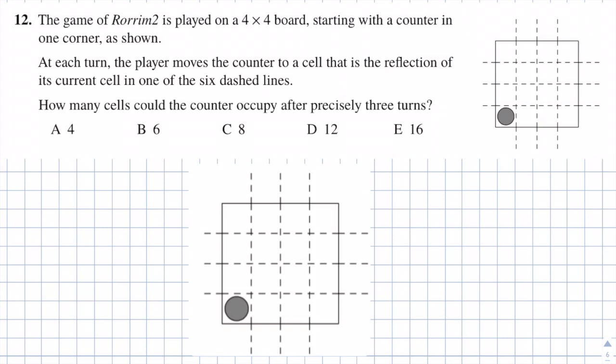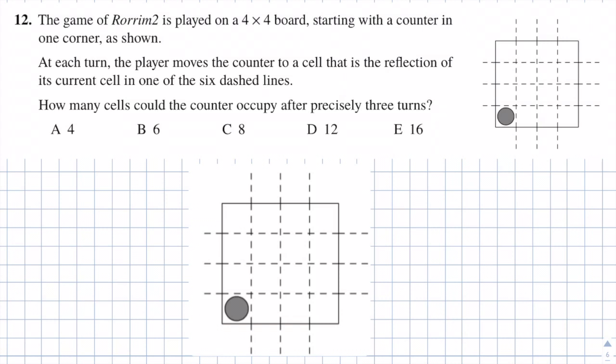Question 12. The game of Raw Room 2 is played on a 4x4 board starting with a counter in one corner as shown. At each turn, the player moves the counter to a cell that is a reflection of its current cell in one of the 6 dashed lines. How many cells could the counter occupy after precisely 3 turns? We got answers as A is 4, B is 6, C is 8, D is 12, and E is 18.